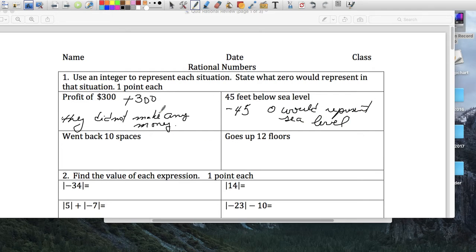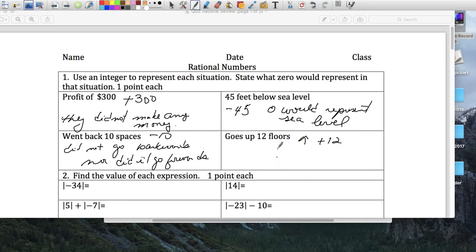Went back 10 spaces, negative 10. And 0 would represent that you did not go backwards, nor did you go forwards. Okay. Went up 12 floors, so plus 12. And 0 floors means you stayed at the ground floor.